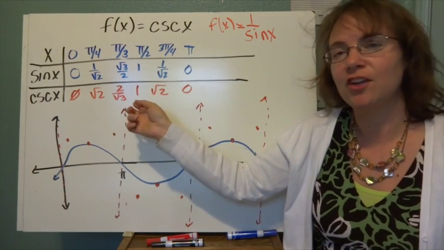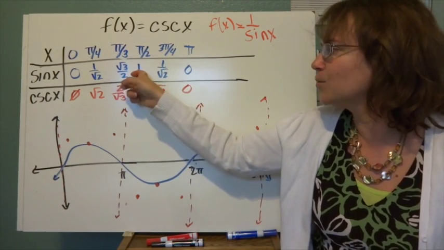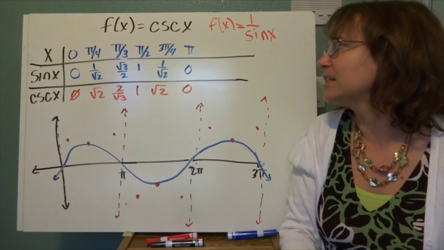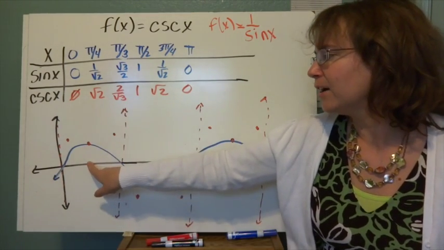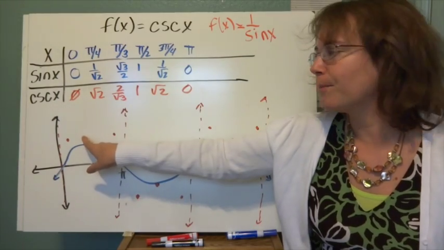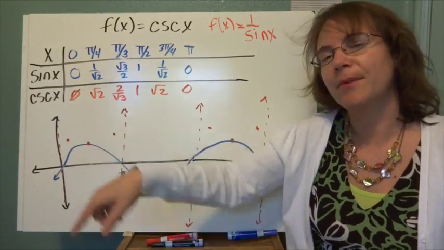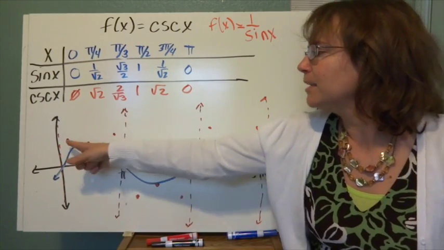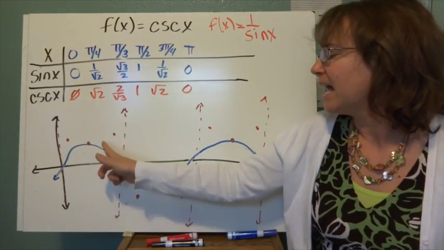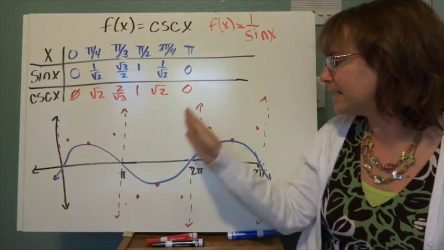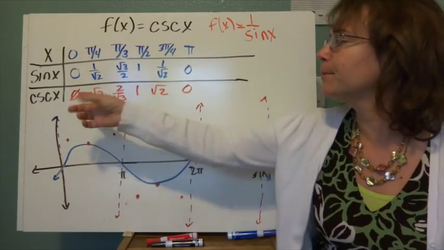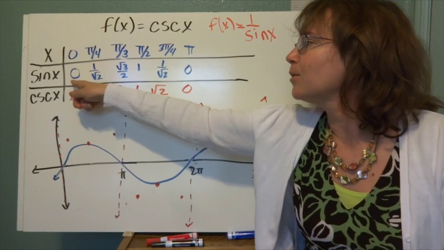Notice that doesn't change. At pi over 2, my sine of x is 1, and my cosecant of x is 1. So pi over 2 right here, they share a point. They share that point right here at pi over 2, comma 1. And so the same sort of thing is going to happen here. As this approaches 0, so I'm going to have my zeros. My zeros are in a different place, though, because sine is 0 at different places.